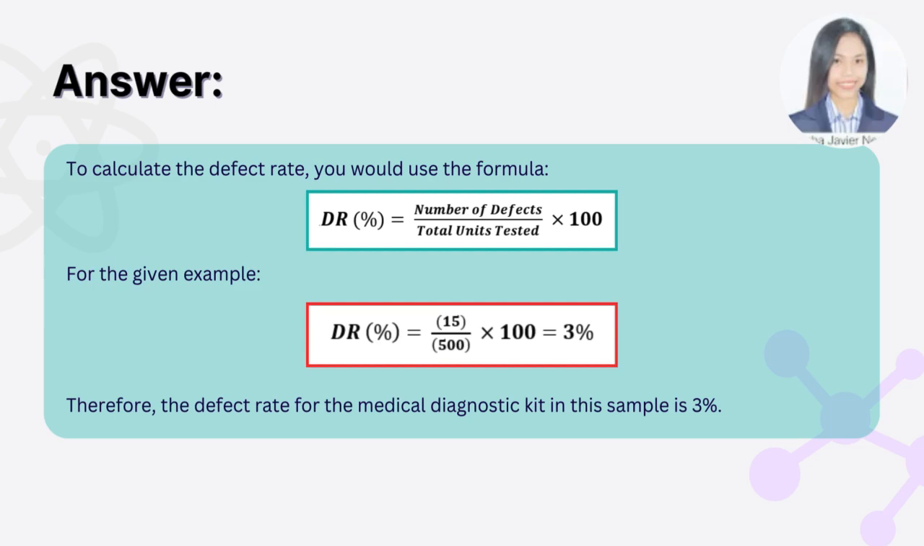To calculate the defect rate, we will use the formula: defect rate in percentage equals the number of defects over the total units tested, multiplied by 100. For the given example, we have a number of defects of 15 and total units tested of 500. Substituting the values, we will get 3%. This means that 3% of the tested specimens were found to have inaccuracies or faults. The laboratory should interpret this defect rate in comparison to industry standards and desired level of precision to make an informed decision about the quality of the diagnostic kits and whether adjustments to the production process or additional quality control measures are necessary.